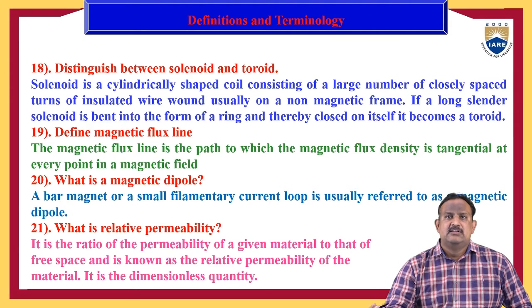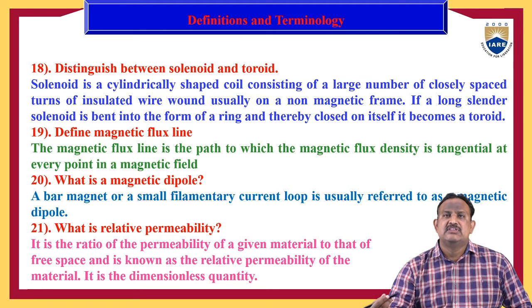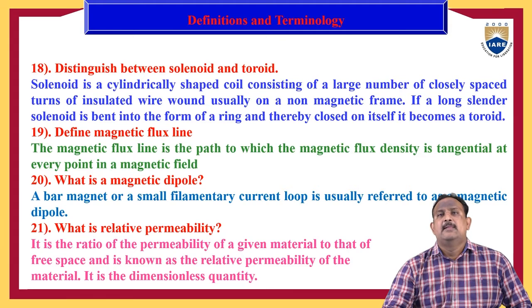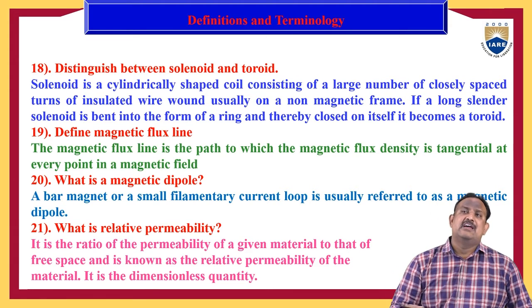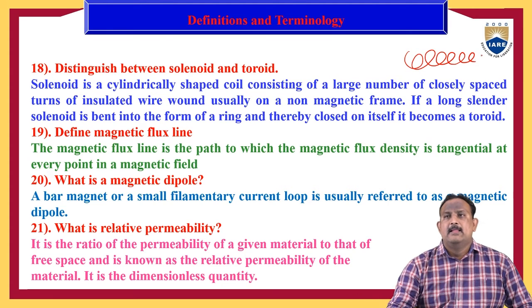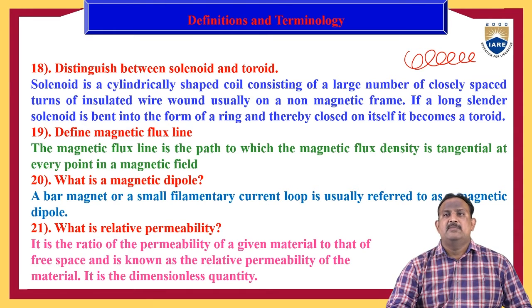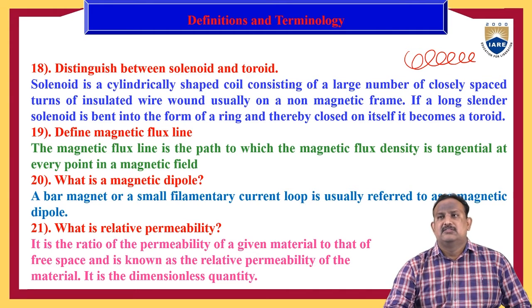I repeat the definition. A solenoid is a cylindrically shaped coil consisting of a large number of closely spaced turns of insulated wire wound usually on a non-magnetic frame, just like a circle. If a long slender solenoid is bent into the form of a ring and thereby closed on itself, it becomes a toroid. This is the difference between solenoid and toroid. In a toroid, we are bending the solenoid into the form of a ring.